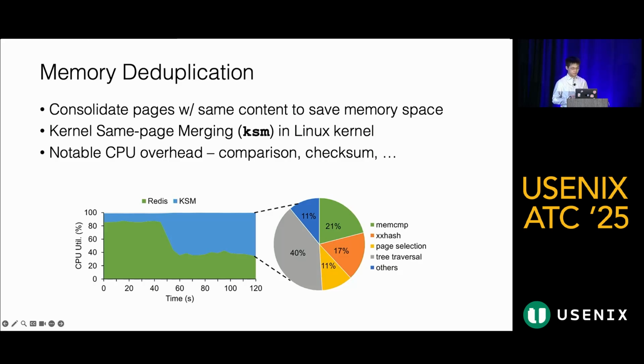While KSM is effective in saving memory, it introduces notable CPU overhead. For example, in this figure, we can see that when KSM is running with the Redis database application, it takes up to 60% CPU utilization due to the massive execution of operations like memory comparison and checksum calculation. So the key question is, can we avoid this CPU overhead while preserving the benefit of memory saving?